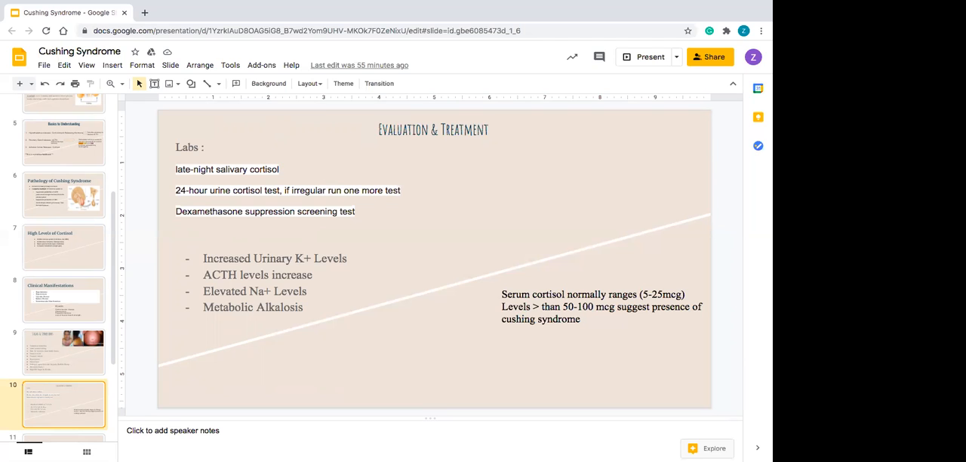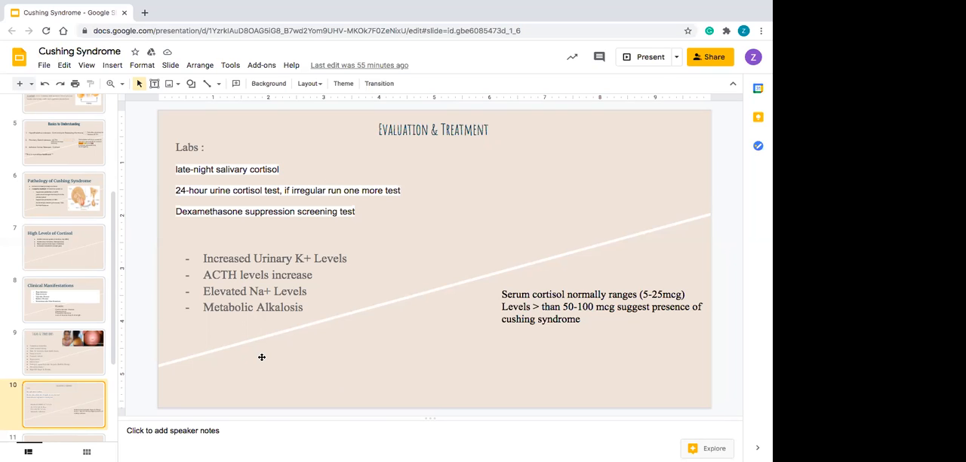If it's a regular once, they usually run one more test. And then they also have the dexamethasone suppression screen testing. Dexamethasone is a synthetic steroid that mimics cortisol in the feedback inhibition of corticotropin. So it involves giving one dose of 1 milligram at bedtime, and then they see if the levels have risen or not. Usually, in someone who has Cushing syndrome, the levels will not decrease. So that's how they test for it.